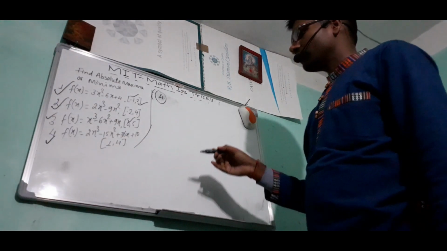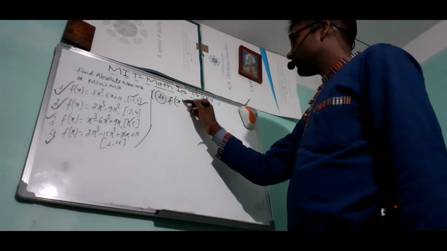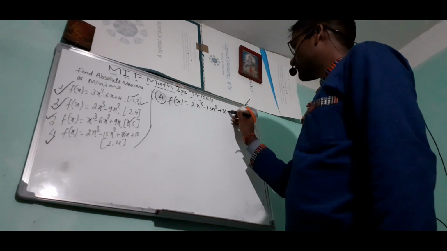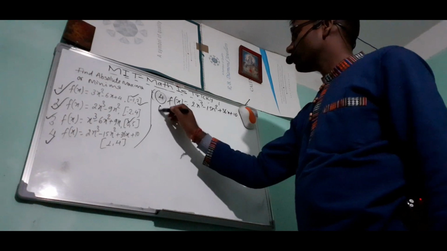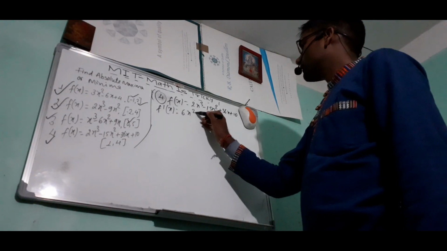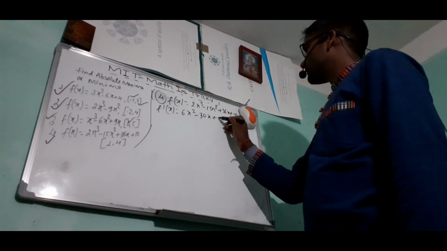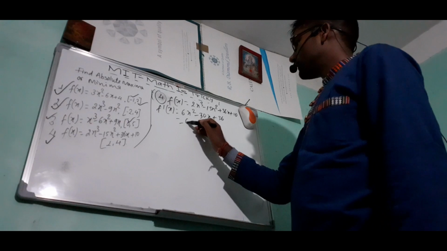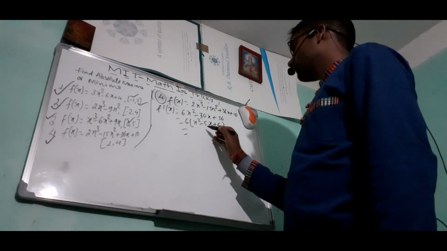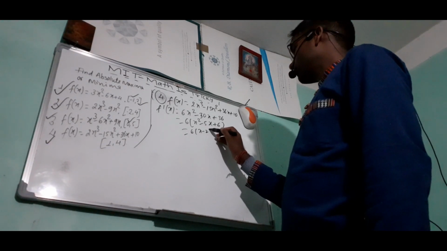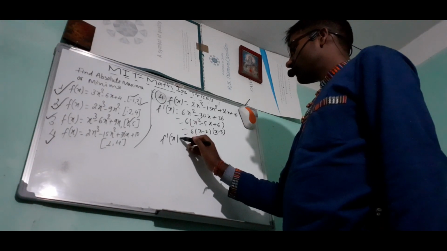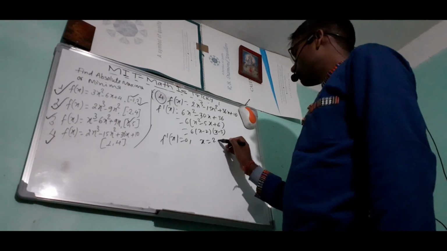Okay, question number 4. Here f(x) is given as 2x cube minus 15x square plus 36x plus 10. Let's find the first derivative. It is 6x square minus 30x plus 36. So 6 is common: x square minus 5x plus 6, and simply it will be 6 times (x minus 2)(x minus 3). So f dash x equals 0 will give x equals 2 and 3.